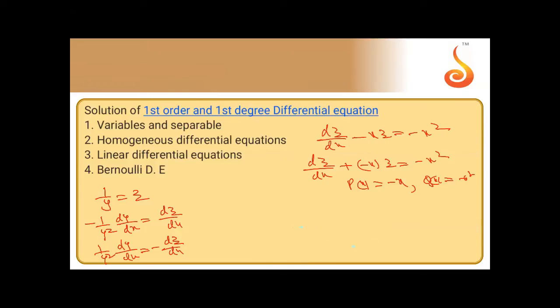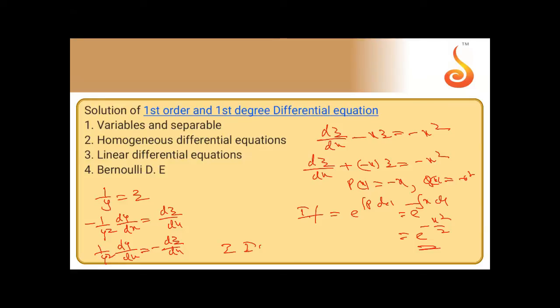We shall find IF, the integrating factor. IF will be e power integral p dx. That is e power integral minus x dx, e power minus x square by 2. This is the value. Now you got IF. Now you can solve for the remaining part.